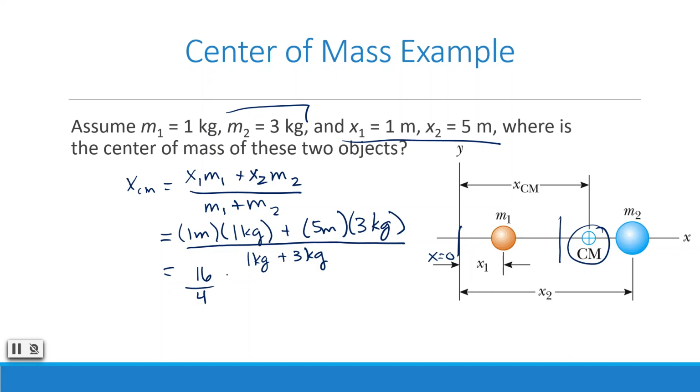The units on top are meters times kilograms. Our units on the bottom are just kilograms, so the kilograms cancel. So this gives us that our position is going to be at a position of 4 centimeters. And so that XCM is going to be 4 centimeters from X equals 0. So that's going to give you your position of the center of mass.